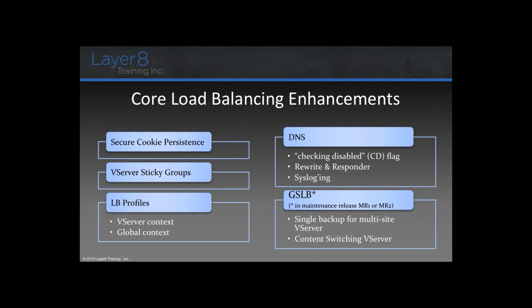Additionally, we have the ability to add in content switching in front of our GSLB infrastructure. Again, with NetScaler 11, we've added content switching capabilities in a variety of areas, not just load balancing. Now we see it here with GSLB, and additionally also with the NetScaler Gateway feature.